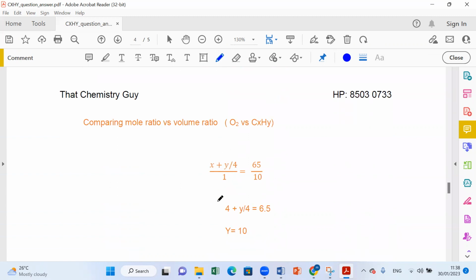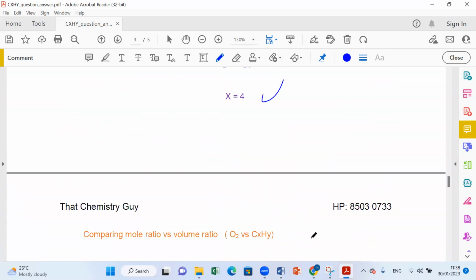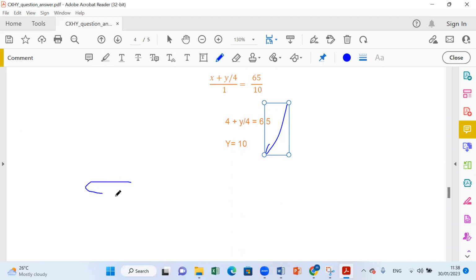And in this case, if you substitute everything in, where X equals 4, then you can solve your Y is 10, and therefore your formula will be C4H10. So the answer in this case will be C4H10. Okay, so that's how you get your hydrocarbon's formula by using all this data. So this is a very interesting question that makes full use of how we can connect volume ratio to mole ratio. And obviously, it is very important to balance the equation CxHy.